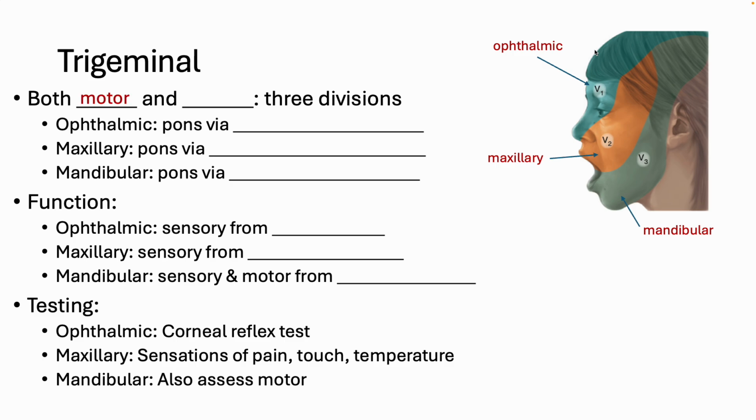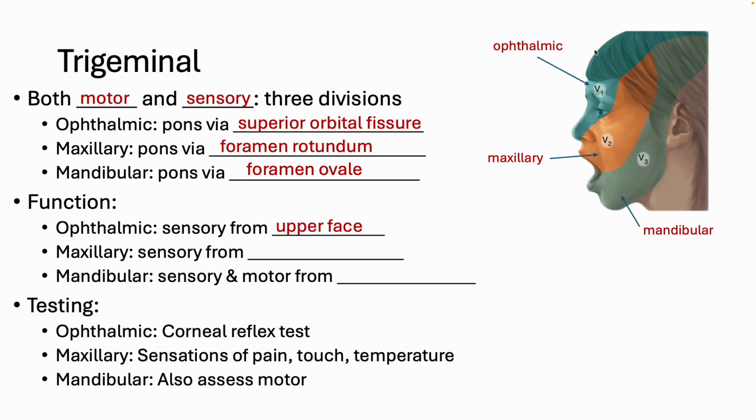The trigeminal nerve is both motor and sensory, so it's a both one. So you have three divisions. The ophthalmic is going to connect in via the superior orbital fissure. The maxillary region is going to connect to the pons via the foramen rotundum, and the mandibular via the foramen ovale. The function, so the ophthalmic is going to be sensory from the upper face, the maxillary from the middle face, and the mandibular from the lower face.